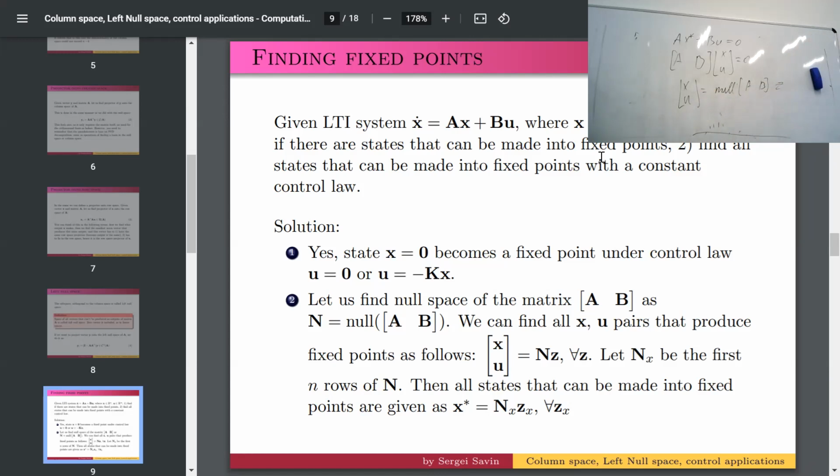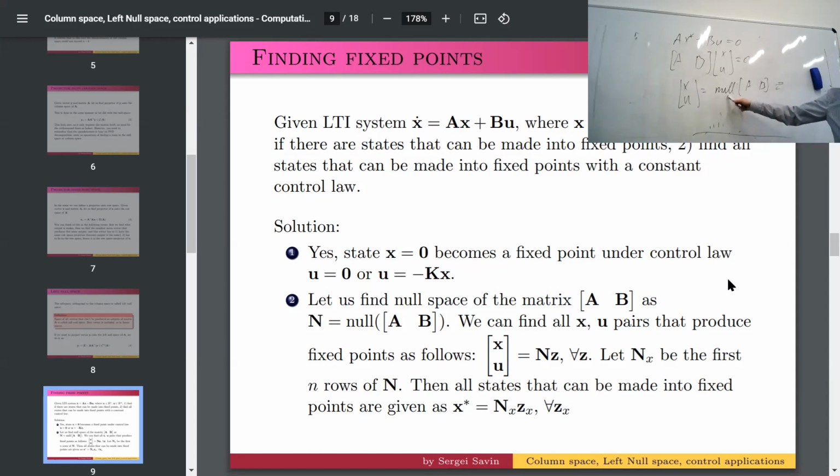Basically, the solution is defined as the null space of this matrix. If we want to specifically find x, we take the first n rows of this matrix, as written at the bottom of the slide. Good. Yes.